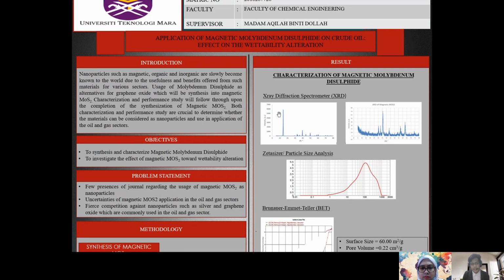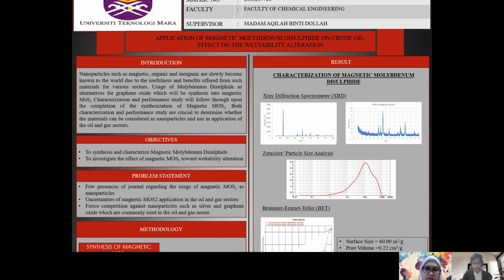Okay, the next one will be the X-ray diffraction spectrometer. The XRD is used to determine the diffraction peaks for our sample. Before that, I want to explain the left hand side. The left hand side is actually the graph produced before I started the synthesis of this magnetic molybdenum sulfide, because I want to ensure that the received bulk powder of molybdenum sulfide is genuine, in other words original, and can be used before I start synthesizing.